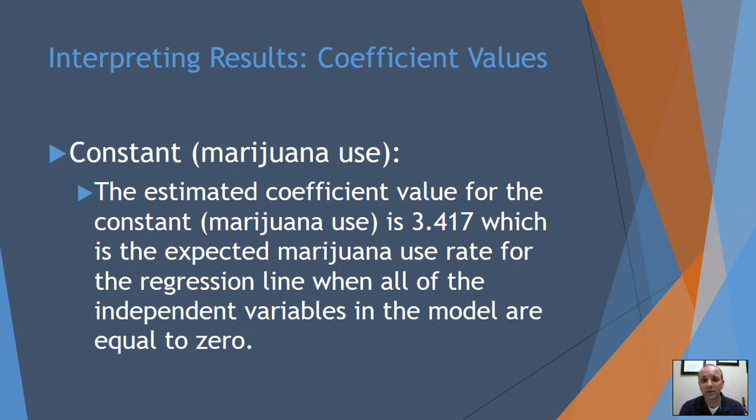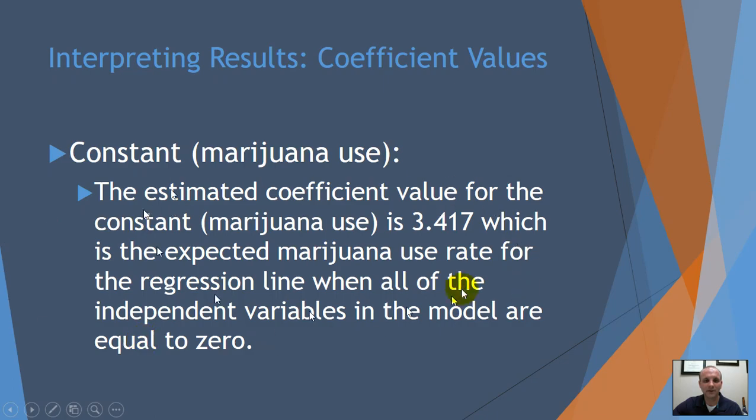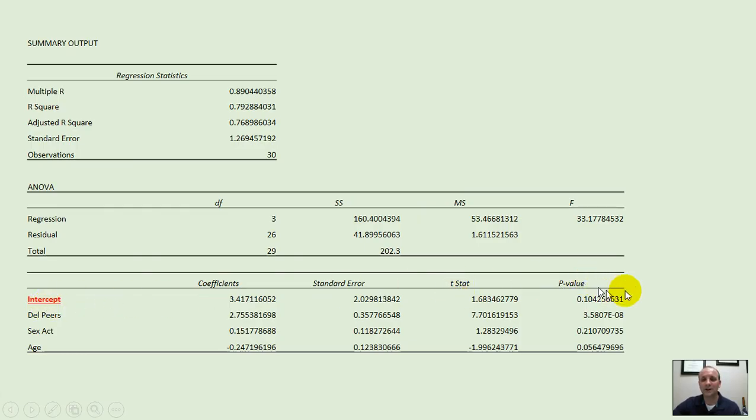But the estimated coefficient value for the constant, or marijuana use, is 3.417, which is the expected marijuana use rate for the regression line when all the independent variables in the model are equal to 0. So this is it. This is 3.417, right? And that's a perfect interpretation of how you would interpret marijuana use without any subjective involvement. You don't necessarily need to say it's significant or not. It doesn't necessarily matter because that is the value.